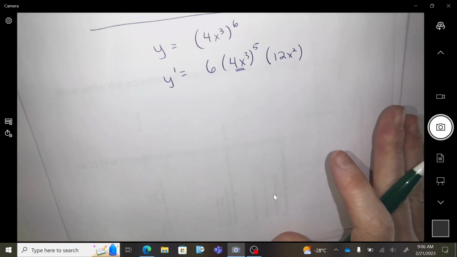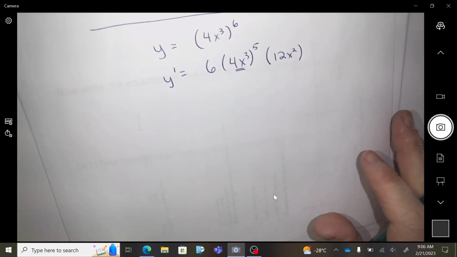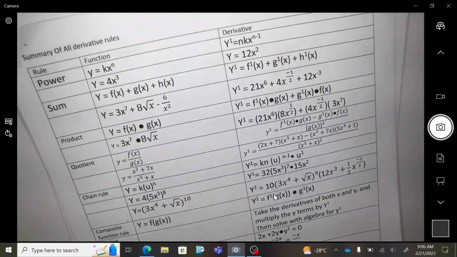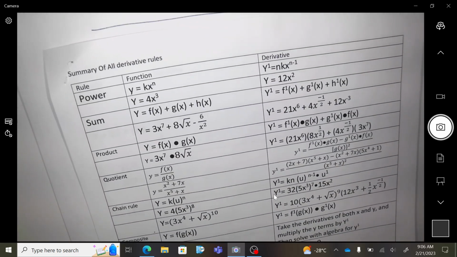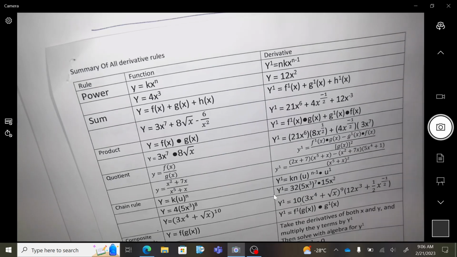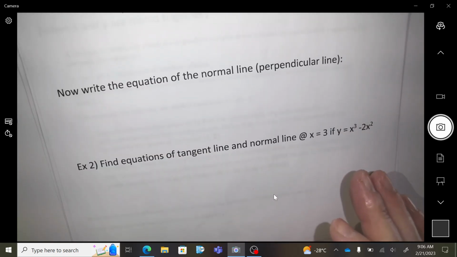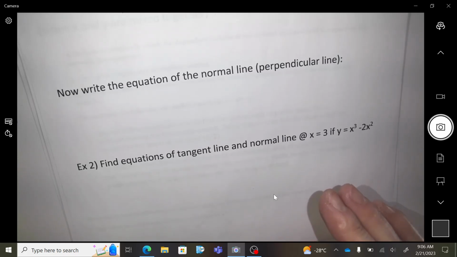Okay? So somewhere in your notes booklet, I think I have this for you, which is all of the rules written on one page. Somewhere in your notes booklet you have that page. Okay, today we're going to find an equation for a tangent line.